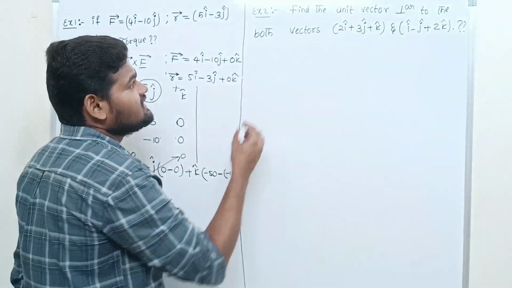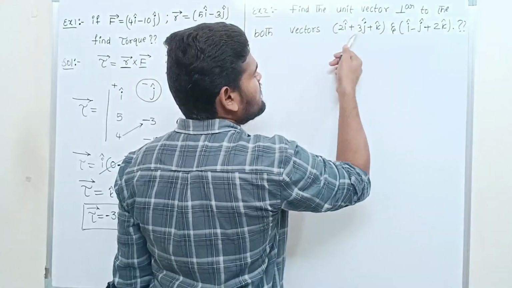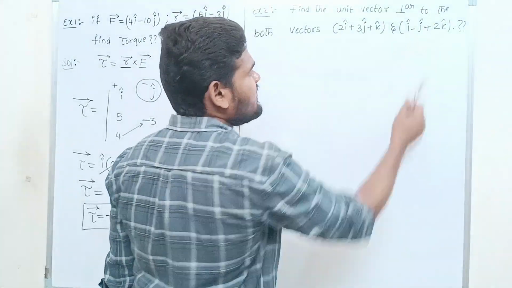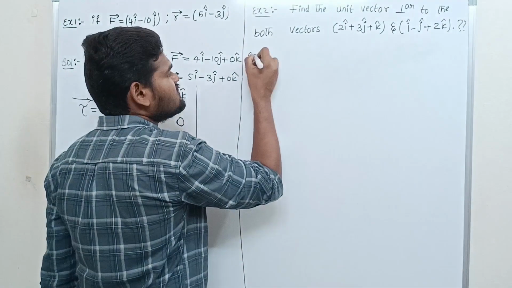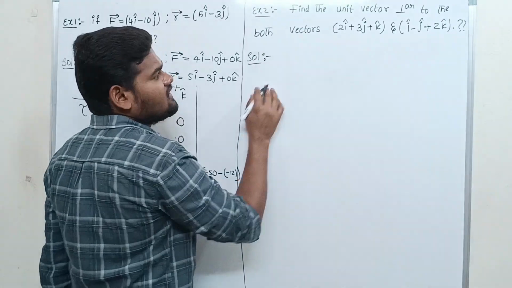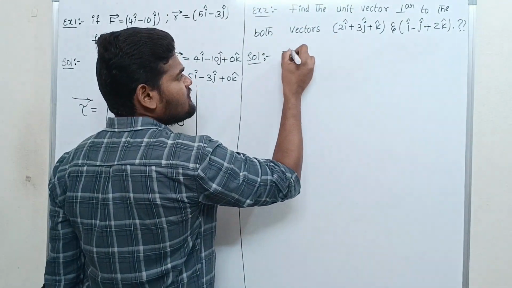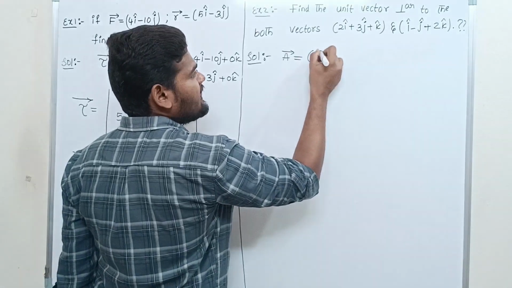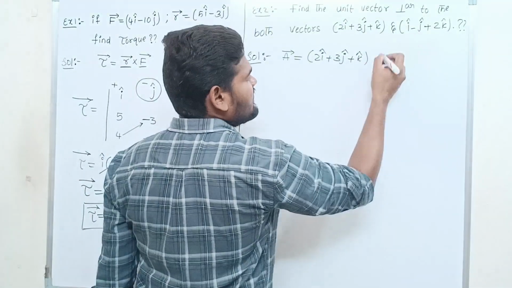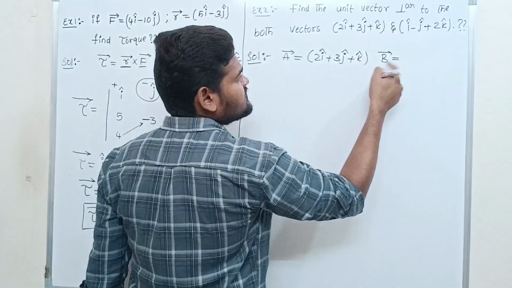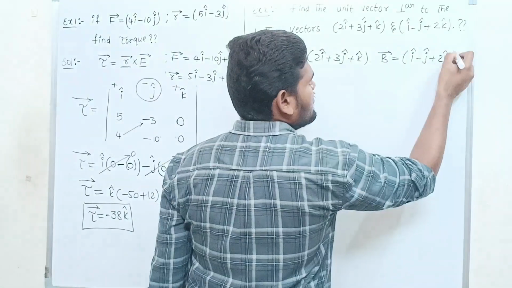Okay, have a look. Find the unit vector perpendicular to both vectors 2 i cap plus 3 j cap plus 5 k cap and i cap minus j cap plus 2 k cap. So what are they asking? They are given two vectors. Solution: this is the first vector, a bar, equal to 2 i cap plus 3 j cap plus k cap, and this is the b bar vector, equal to i cap minus j cap plus 2 k cap.